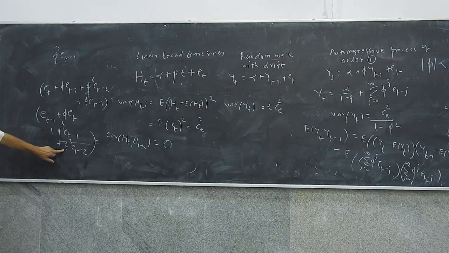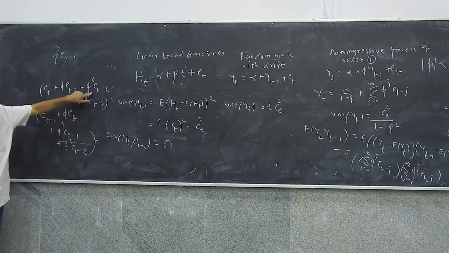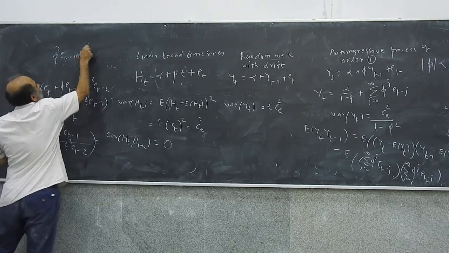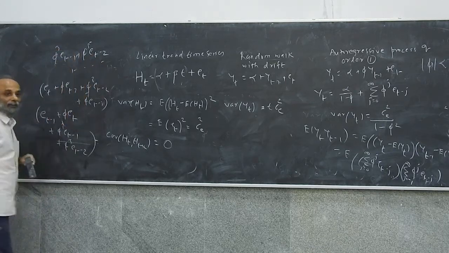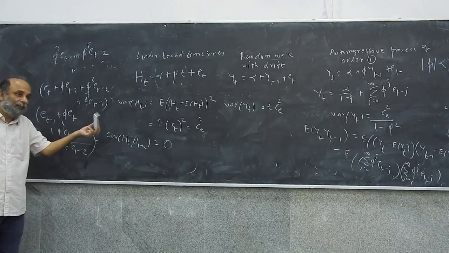Sure? It's easy, no? Just multiply it. Phi raised to 3 e_{t-2} into phi square e_{t-2} gives phi raised to 5 e_{t-2}. Sure? Phi raised to 3 e_{t-2} and so on. And then I can keep on going like this. If there are more terms, then I can keep on going like this.